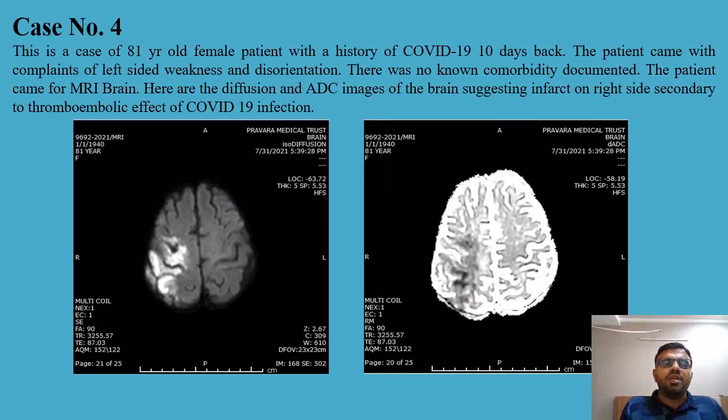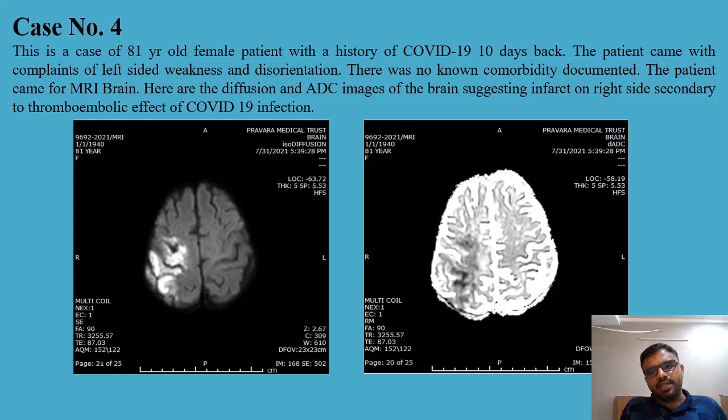Now case 4. This is a case of an 81-year-old female patient with a history of COVID-19 10 days back. The patient came with complaint of left-sided weakness and disorientation. There was no known comorbidity documented. The patient came for MRI brain. Here the diffusion and ADC images of the brain suggest an infarct seen on the right side, secondary to the thromboembolic effect of COVID-19 infection.